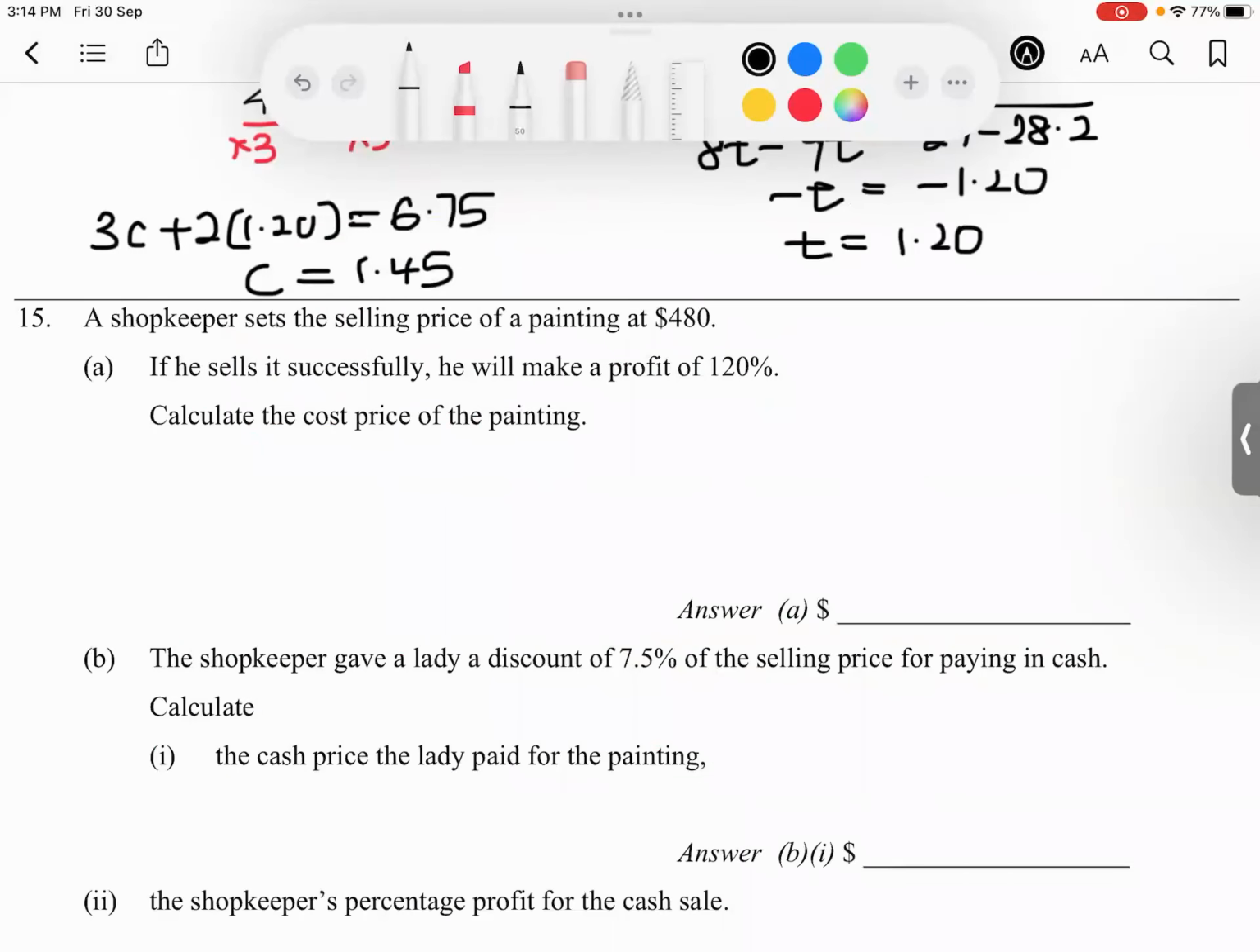Okay, question number 15. This one, a shopkeeper sets the selling price of the painting at $480. If he sells it successfully, he'll make a profit of 120%. Question, this $480 is how many percent? Is this $480 120%?